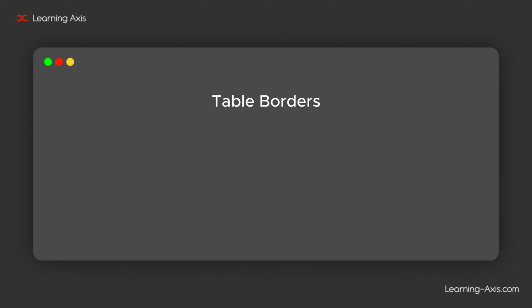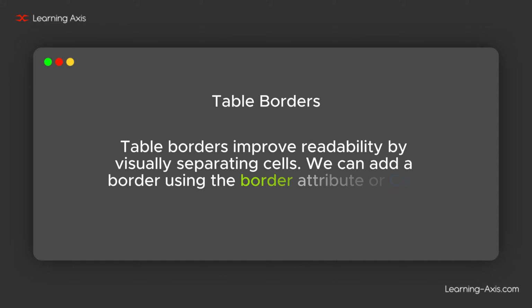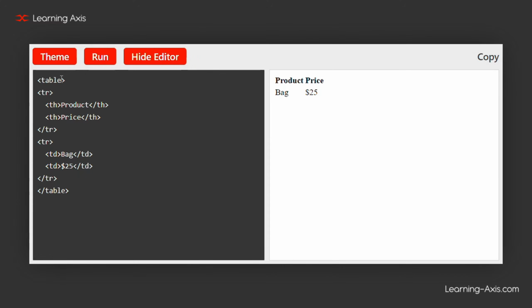Now, we are going to learn table borders. Table borders improve readability by visually separating cells. We can add a border using the border attribute or CSS. Here's how we can add a border to our table.